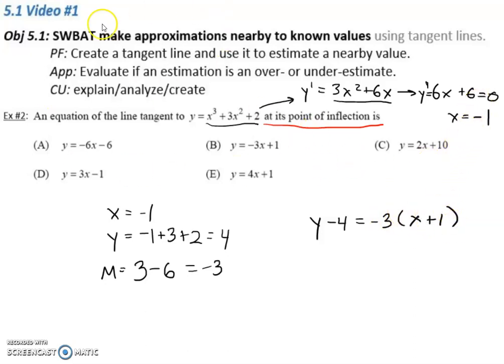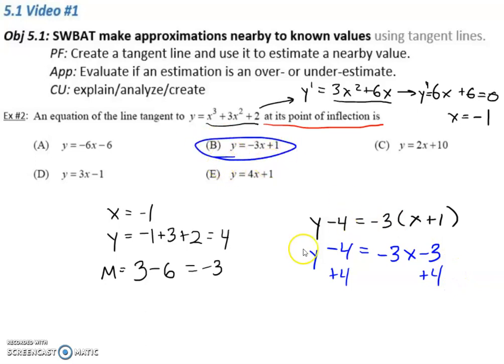When I look at all my possible answers, I see that none of them are in point slope form, so I just need to manipulate a little bit. When I distribute -3, I get -3x minus 3. And then add 4 to both sides, and I'm going to get -3x plus 1, so it looks like our answer is B. All this is just review finding tangent lines.